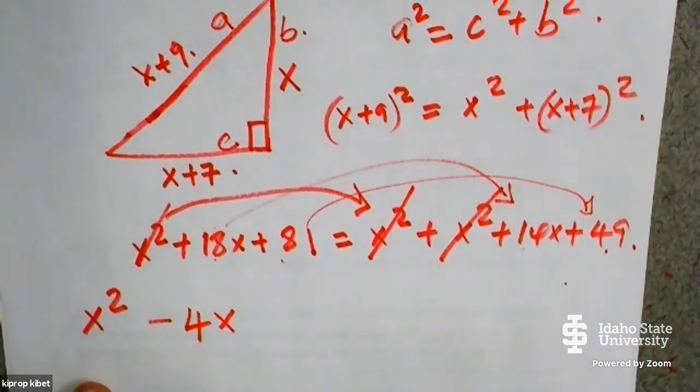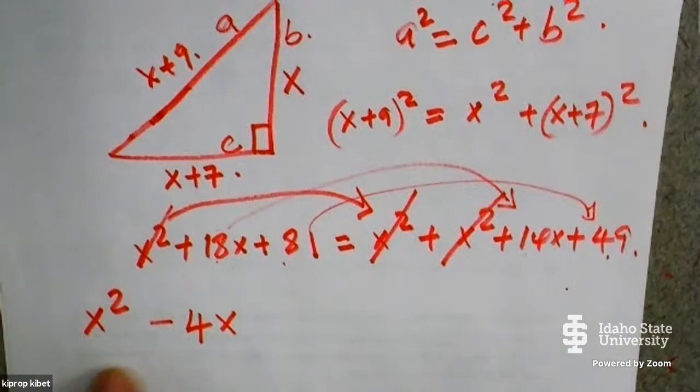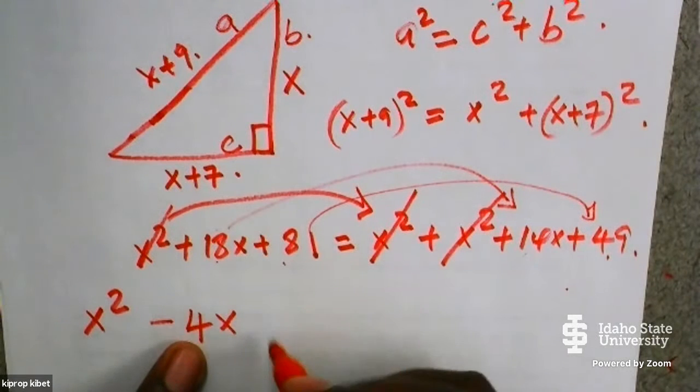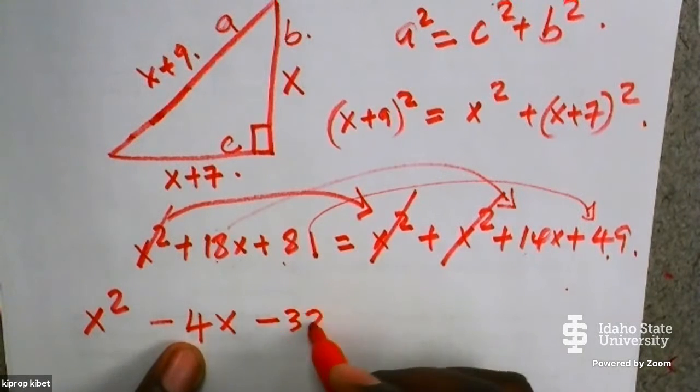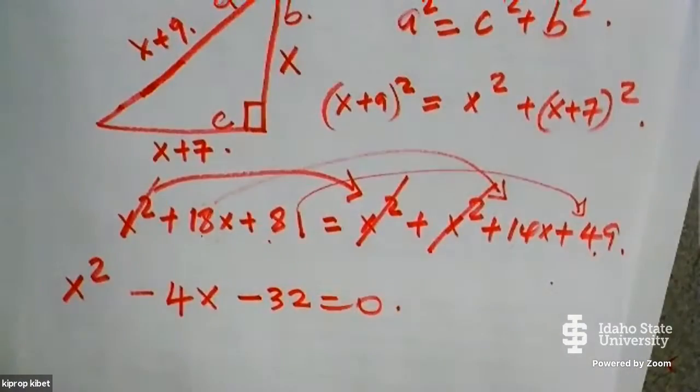What is 49 minus 81? Negative 32. So minus 32 equals 0.